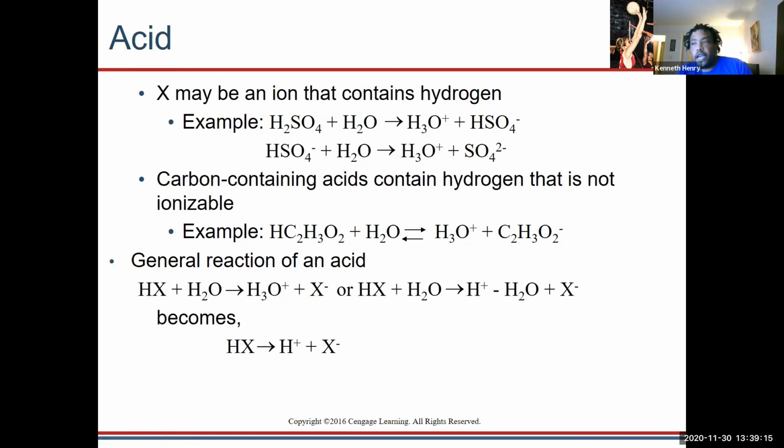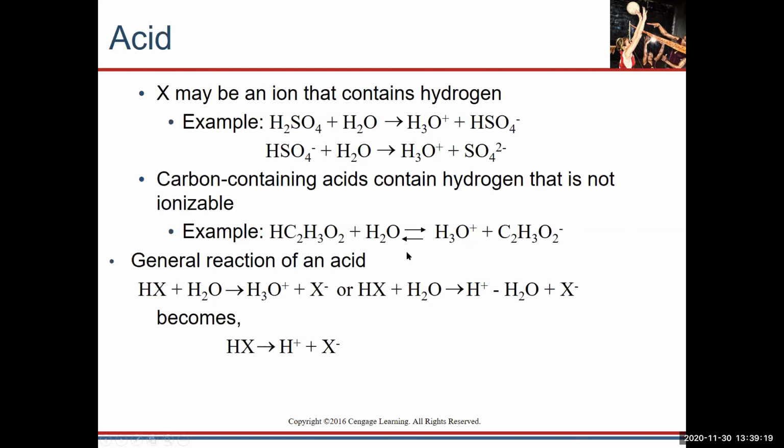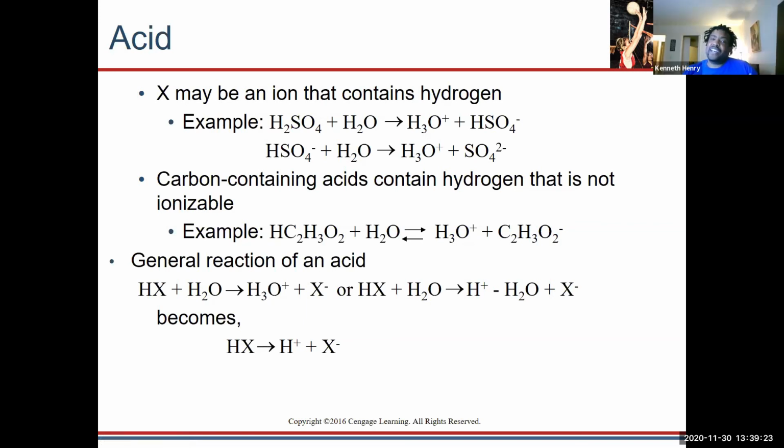Since it's a weak acid, we draw arrows going both directions because both species are going to exist. In all honesty, we should draw it with a fat arrow going one direction and a skinny arrow going the other, or a longer arrow one way and a shorter arrow the other, because one side is favored.